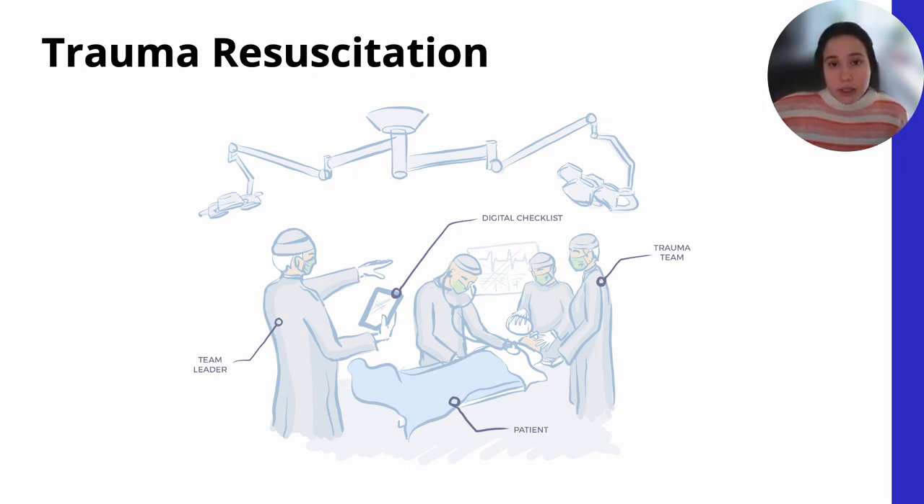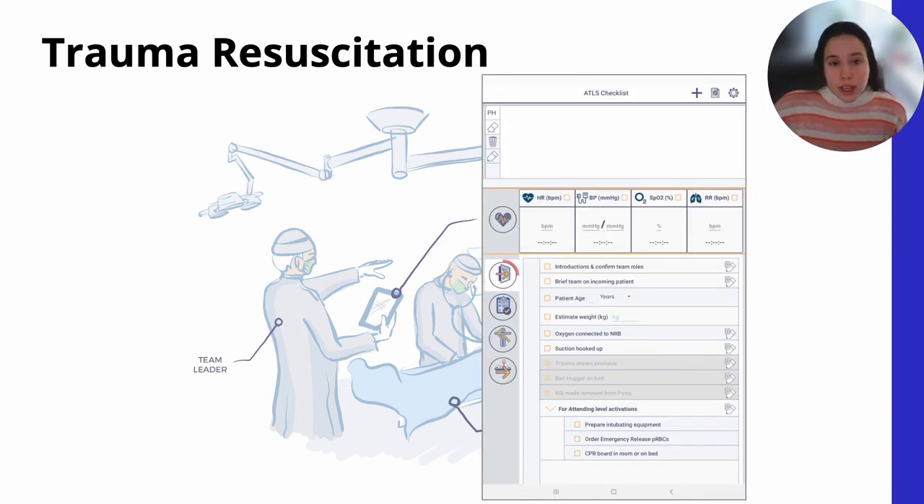Since 2017, team leaders at our collaborating research site have used a digital checklist implemented on a Samsung Galaxy tablet during trauma resuscitations. The checklist lists the tasks that should be performed by the team during the resuscitation. There's also a space at the top of the checklist called the margin note area for the leaders to take any handwritten notes about the case.